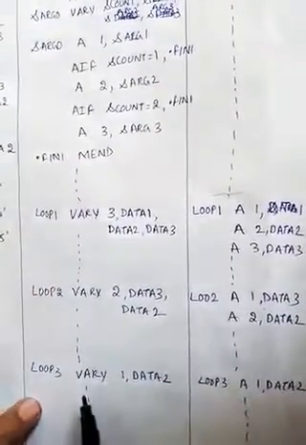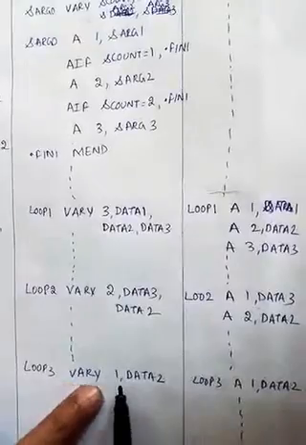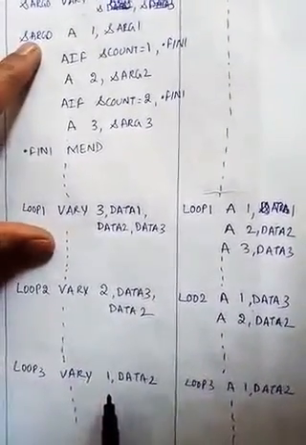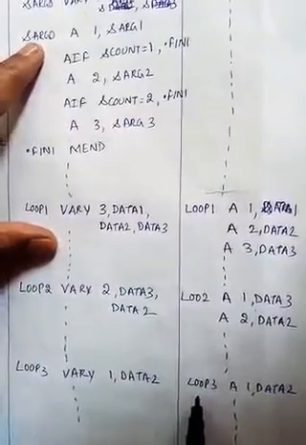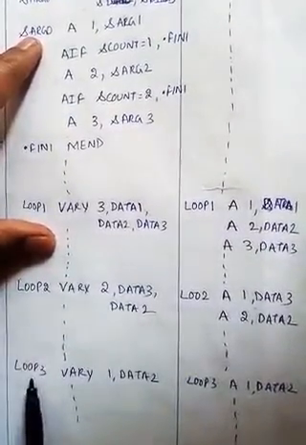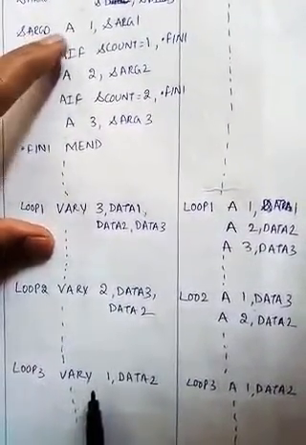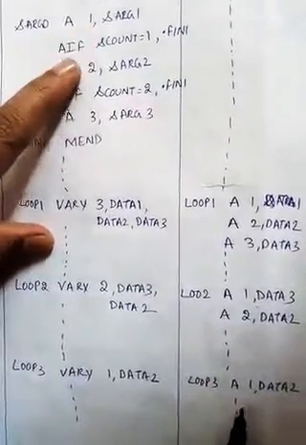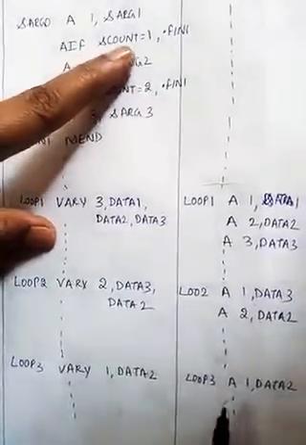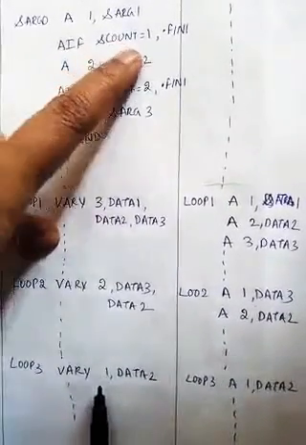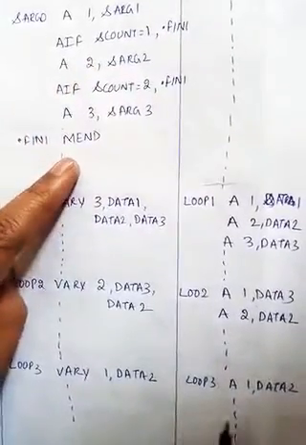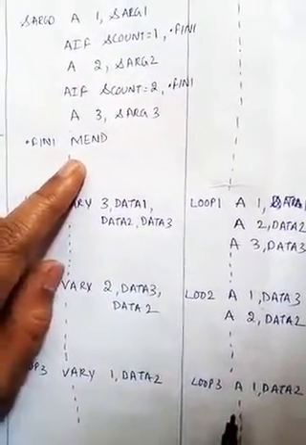Then the third macro call: here I have kept the count as 1. The first statement will be expanded with loop3 because arg0 is loop3. Then you have A1 comma, and the data provided is data2. Then the AIF statement sees that the count is equal to 1, so it goes to the sequence symbol at MEND, and it stops expanding.